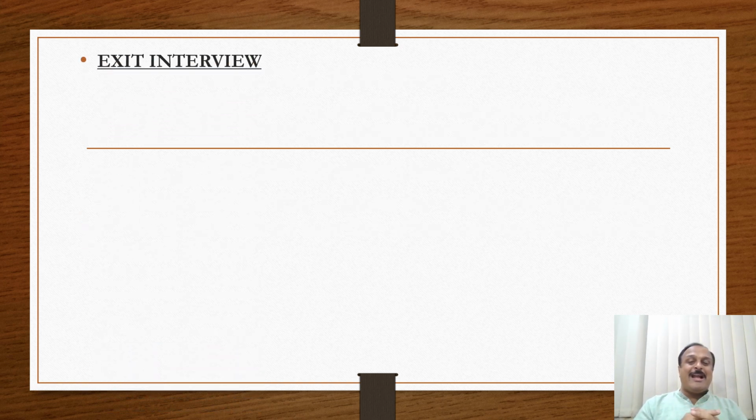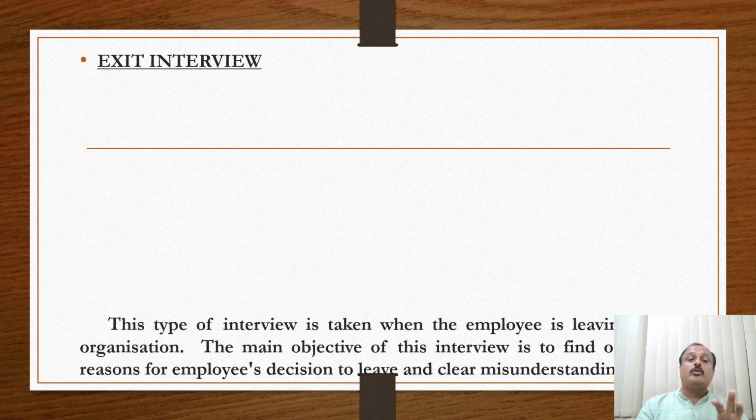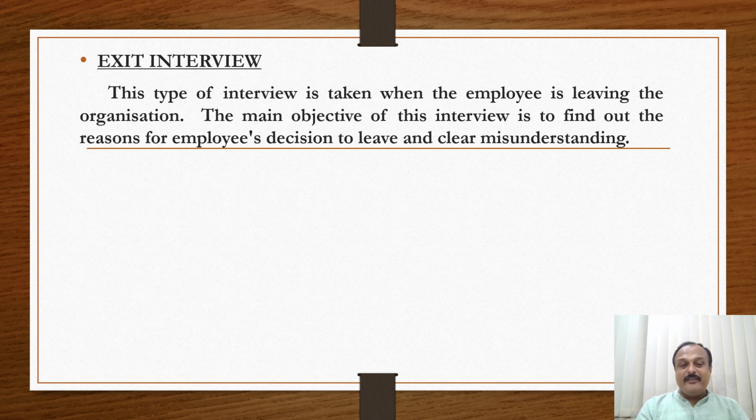Last type of interview we have is exit interview. Such interview is undertaken for the person who is leaving the job and going away. Remember, the objective of the organization is not to retain the employee, but the objective is to know the reason why the employee is leaving. Not only knowing the reason, but also clearing the misunderstanding, if any, between the employer and employee.